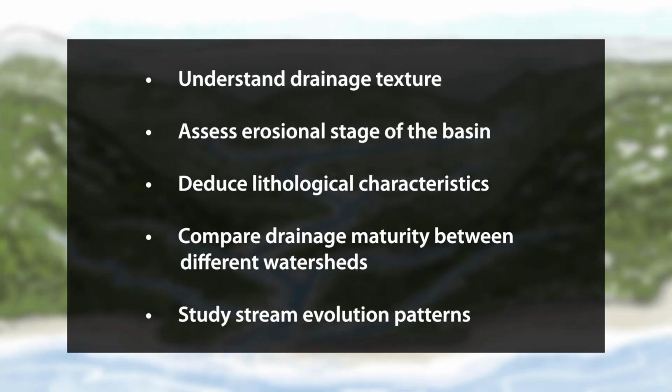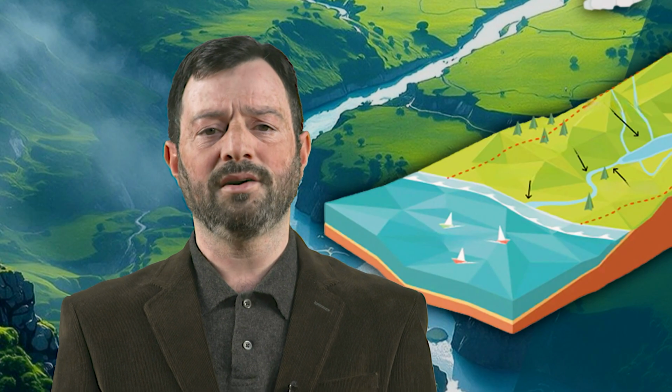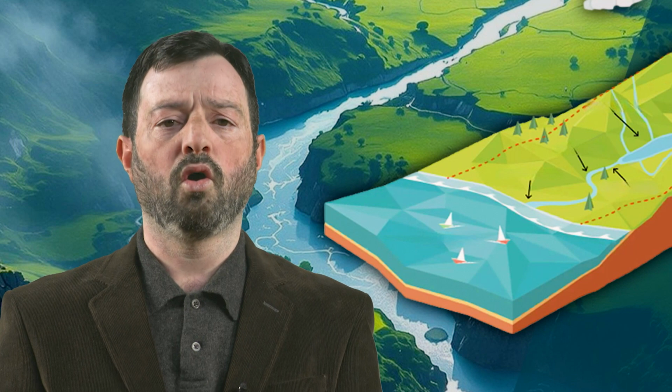Total stream length alone can be misleading because some orders may have many short streams or few long streams. Mean stream length gives a balanced, normalized measure to compare different orders. It helps to understand drainage texture, assess erosional stages of the basin, deduce lithological characteristics, compare drainage maturity between different watersheds and, importantly, study stream evolution pattern, because higher order streams receive water from multiple tributaries, have longer flow paths from major channels and represent mature stages of drainage development.